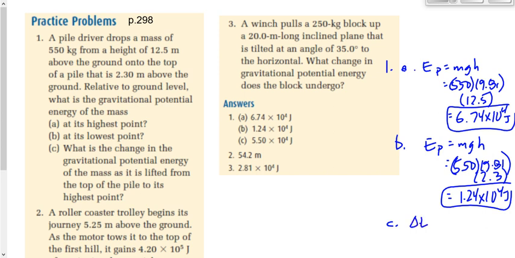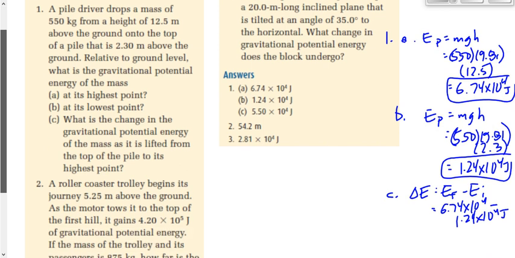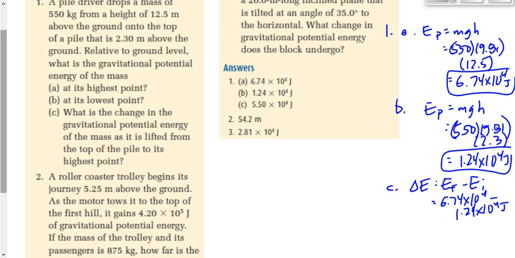Let's say delta E is equal to final energy minus initial energy. If we're raising it, the final energy is 6.74 times 10 to the 4. The initial energy is 1.24 times 10 to the 4 joules. We really should use the unrounded numbers there. I don't know what they are because I just copied the answer from the answer sheet. But you should use not the 6.74, but the unrounded version of that. When we do that, it works out to be about 5.50 times 10 to the 4 joules. The energy gained as it goes up, 5.5.